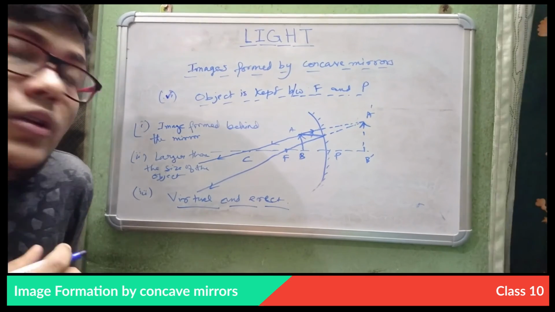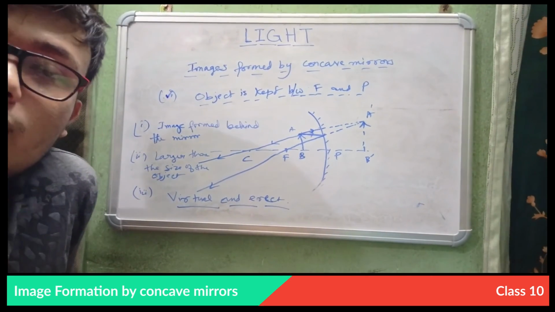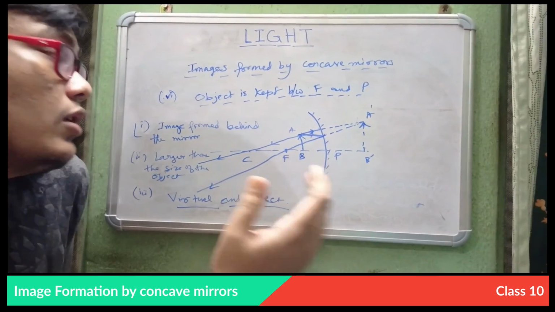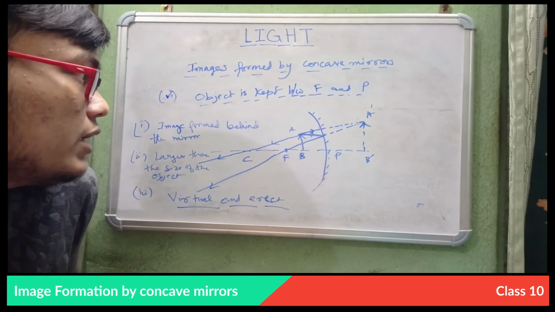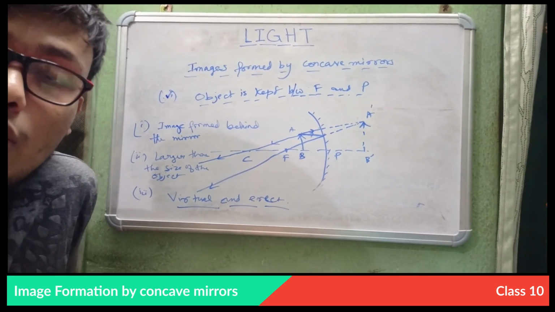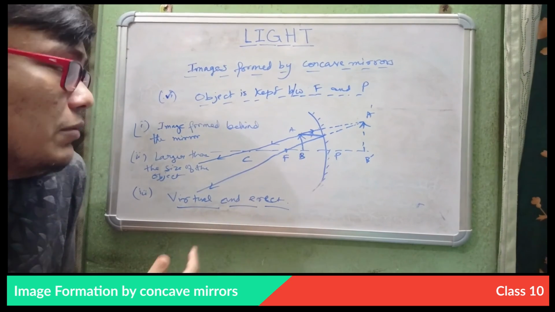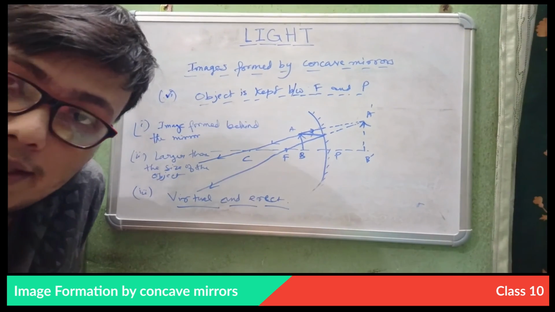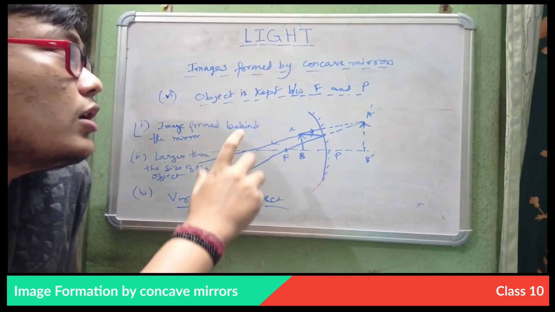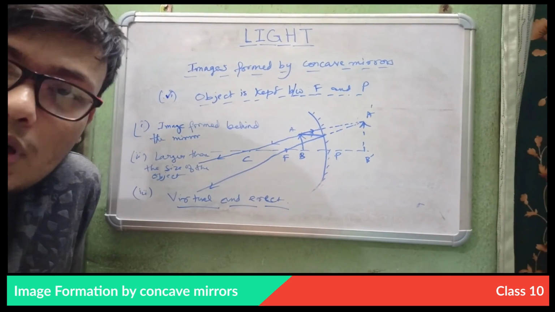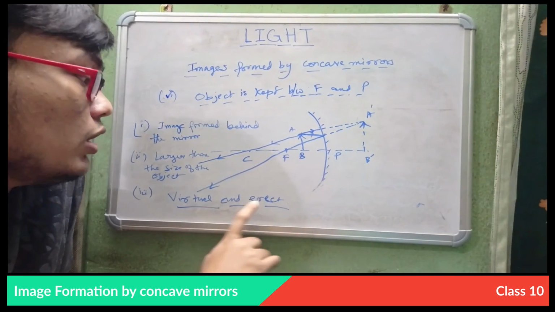If we do a summary, for every case wherever we place the object, be it at infinity, beyond C, at C, between C and focus, or at focus, all the images were real in nature as well as inverted. But only in this case, when the object is kept between focus and the pole, the nature of the image formed will be virtual and erect.